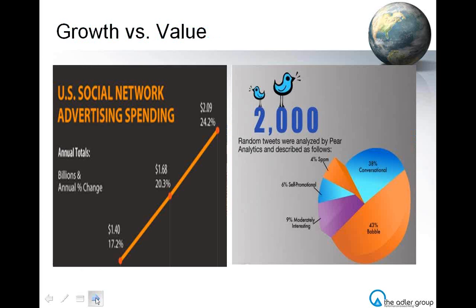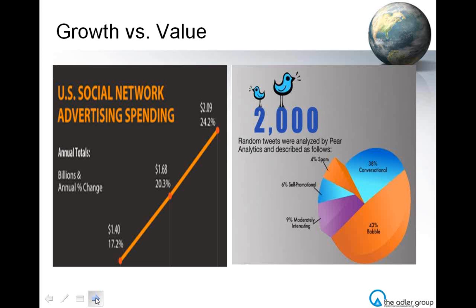Okay, let's talk. Here's the slide I was talking about before. If you look at the social network advertising spend and the way that it's jumping up, and then you look at this little slide on the right, which I just love. This group called Pair Analytics analyzed 2,000 random tweets. Essentially 43% of the tweets were babble. These may be Ashton Kutcher's ones, I don't know, maybe Charlie Sheen's. Not sure which ones qualify as babble, but 43% babble, 38% conversational, by which I assume, hey, I'm having coffee at Starbucks with Joni. There was 4% that were just spam, 6% that were self-promotional, advertising some sort of service, and only 9% that were moderately interesting.